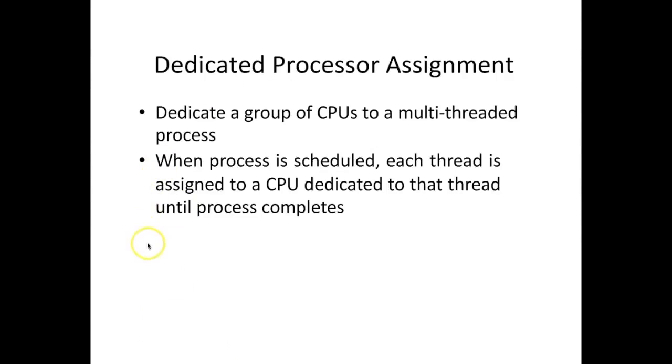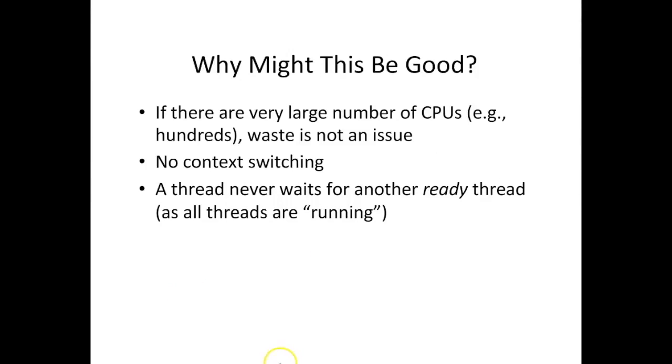Like gang scheduling, there's another variation, which is dedicated process assignment. That means dedicating a group of CPUs to a multi-threaded process. So in this case, when a process is scheduled, each thread is assigned to a CPU dedicated to that thread until the process completes. So this is a little variation of the gang scheduling that I presented in the previous slide.